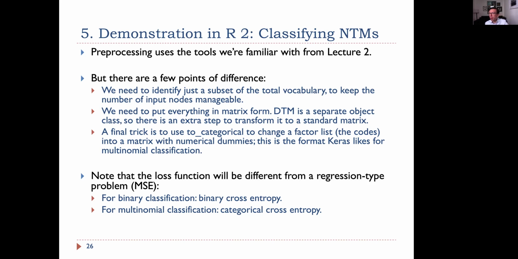Some other little tweaks, we've got to specify the loss function differently. For binary classification, we typically use a function called binary cross entropy. Again, if you want to read into how it's defined, please do look at some of the other sources. For multinomial classification, which is what we're interested in here, we're going to be interested in the categorical cross entropy.